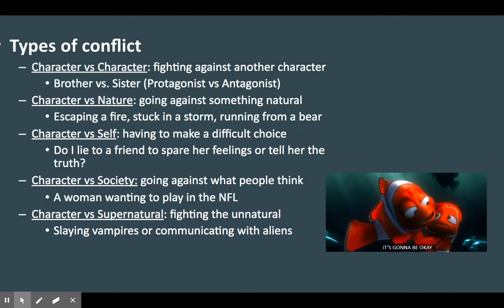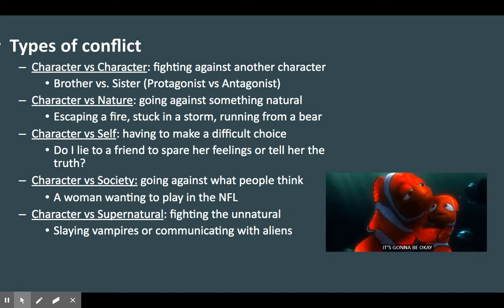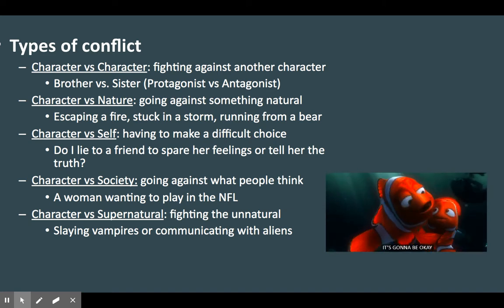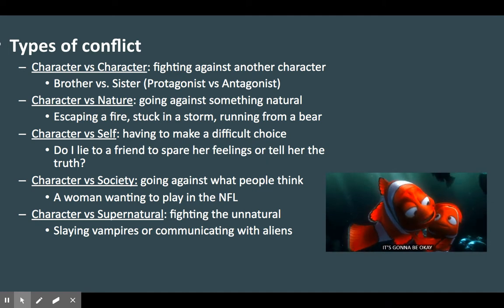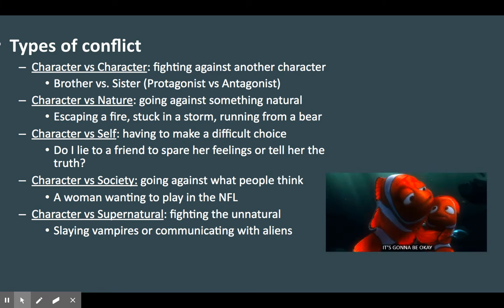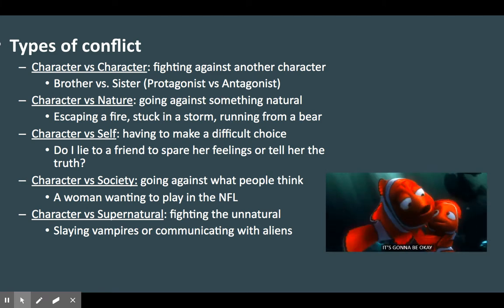Character versus society. So you're going against what people think. For example, a woman wanting to play in the NFL, the National Football League. And then character versus supernatural. We don't really see this at all in Finding Nemo. It's fighting paranormal or unnatural elements like vampires or communicating with aliens. You see this more in fantasy and science fiction.